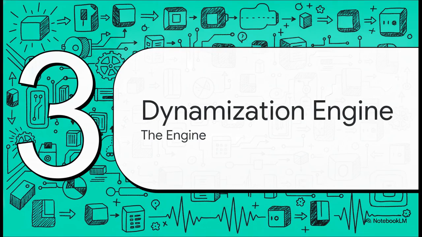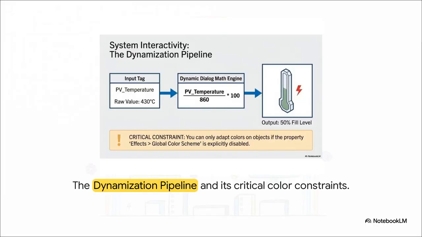Let's move under the hood for Section 3, powering the dynamization engine. Okay, so we have our surface drawn, but it's just sitting there. It's completely static. Let's look at how this all actually comes to life through the dynamization pipeline. Imagine you have a raw input tag, let's say a temperature reading of 430 degrees. That data passes through a math engine, like a dynamic dialog, which calculates a percentage and then outputs a visual result. Maybe it fills up a thermometer graphic to 50%.